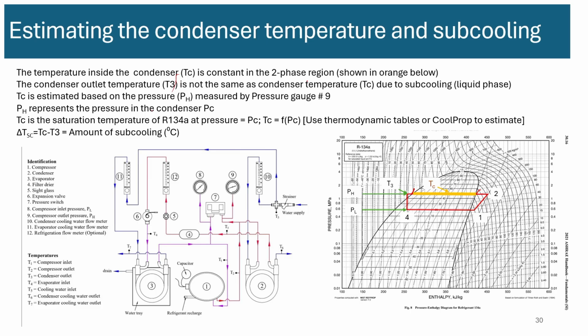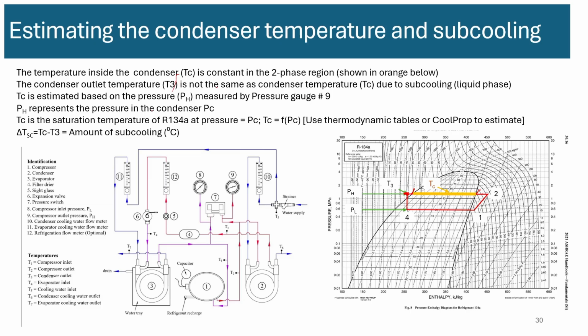But we don't have a sensor to measure that. What we measure is actually T3, which is located at this point. It's outside the dome. It's in the subcooled region. It's fully liquid. So T3 is not the same as TC. T3 is a little bit colder than TC. So how do we estimate TC then?